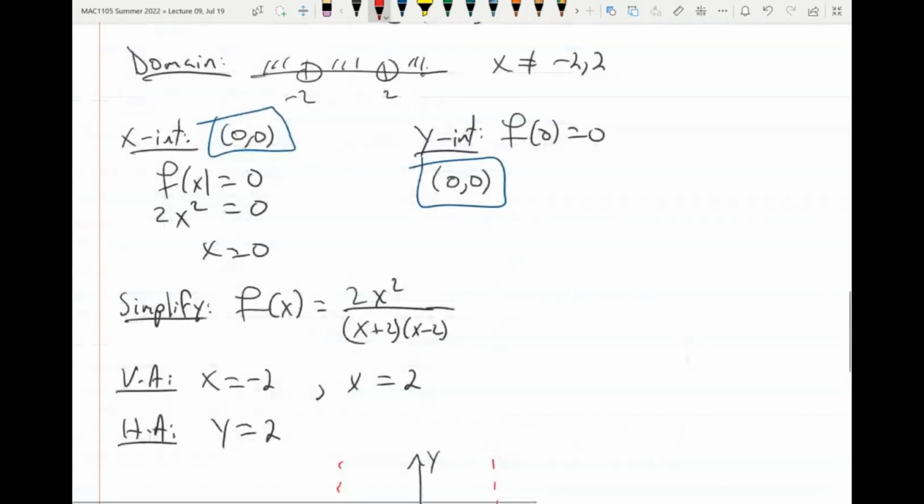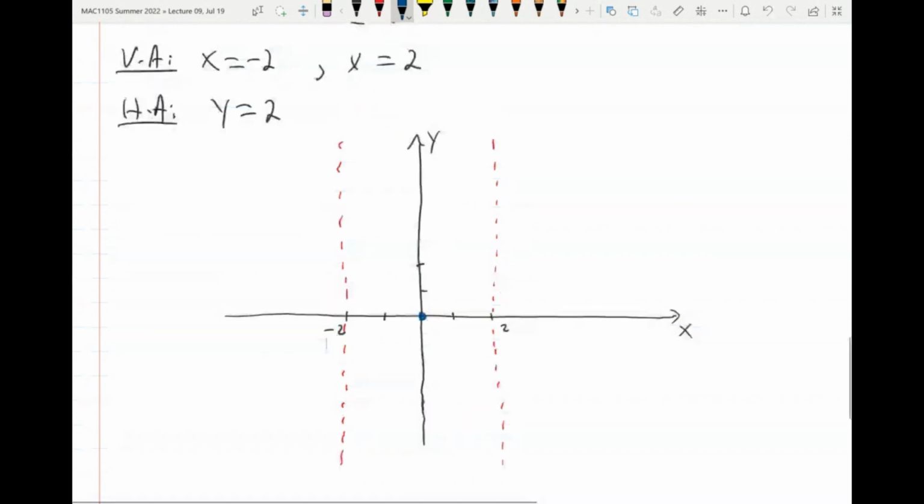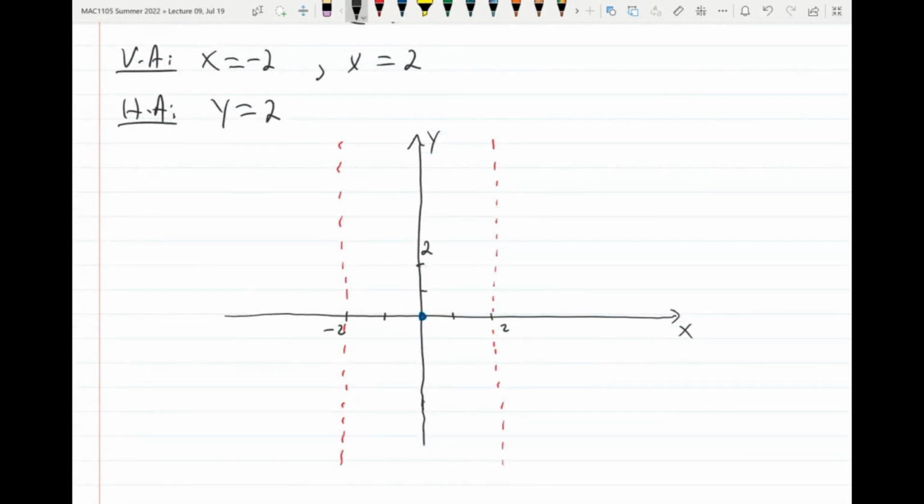Okay, so our x and y intercept is actually the same point, the point 0, 0. So we need to go through the origin right here. Now we also have a horizontal asymptote, which is y equals 2. And now let's start figuring out behavior around the asymptote. So we just take this one at a time. Let's look at the vertical asymptote x equals 2.